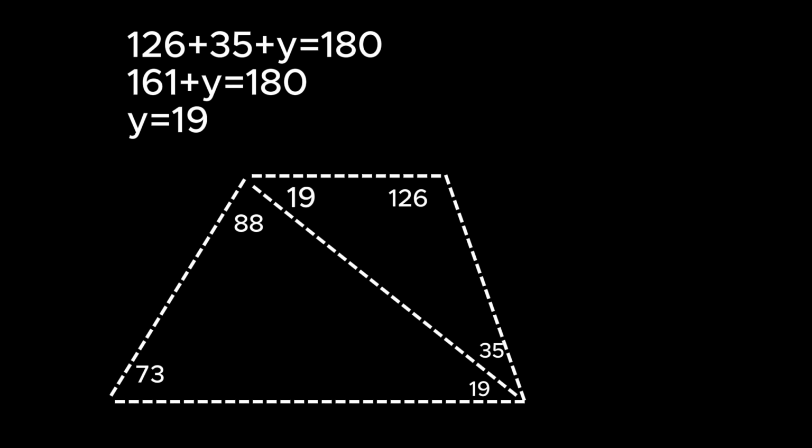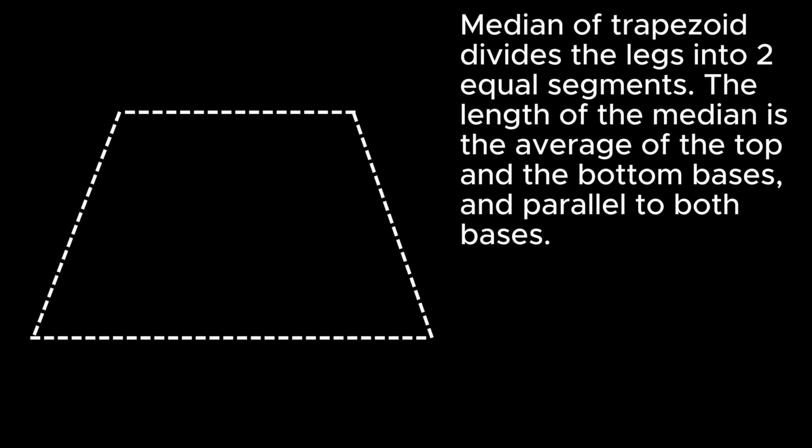Okay, now another thing you need to know about a trapezoid is that the median of a trapezoid is the segment that joins the midpoints of the legs. So it looks something like this, and it divides this leg into two equal parts.